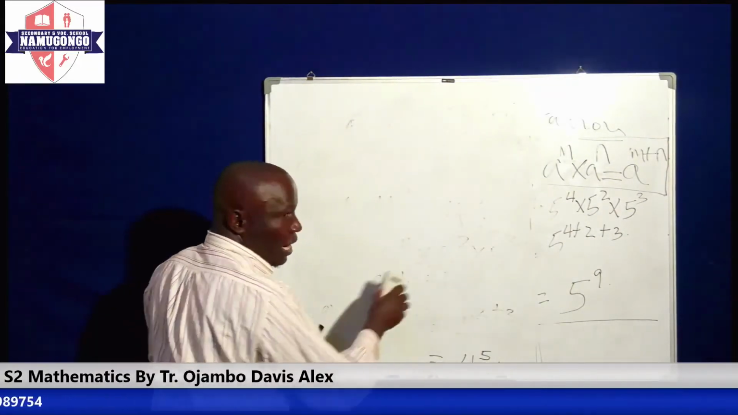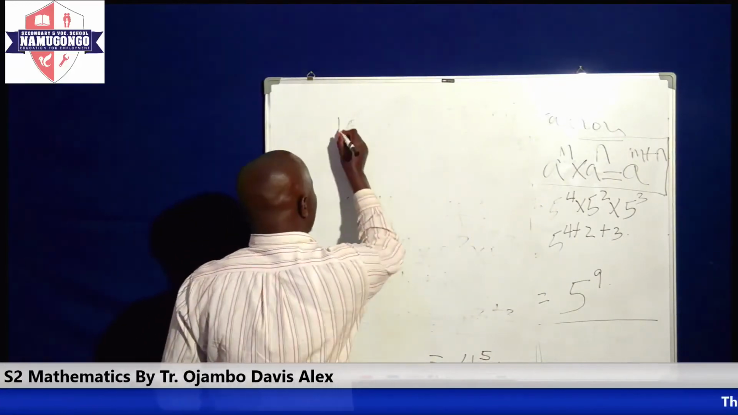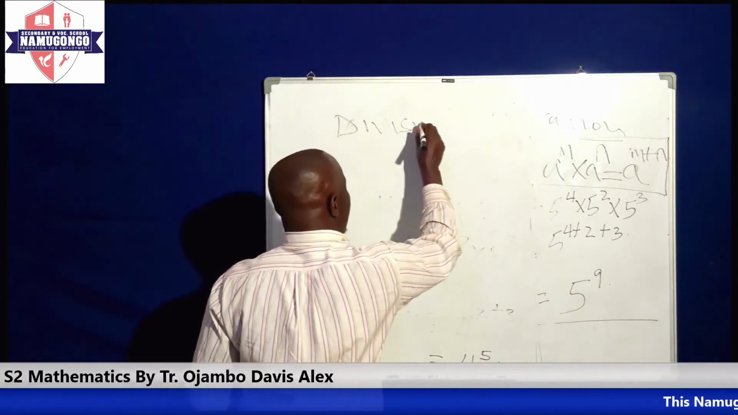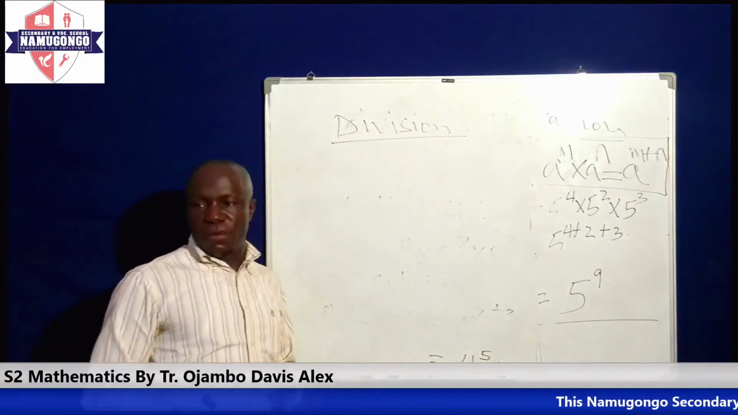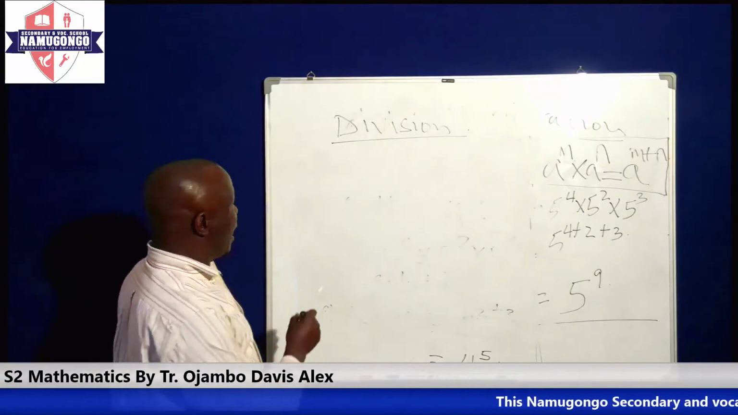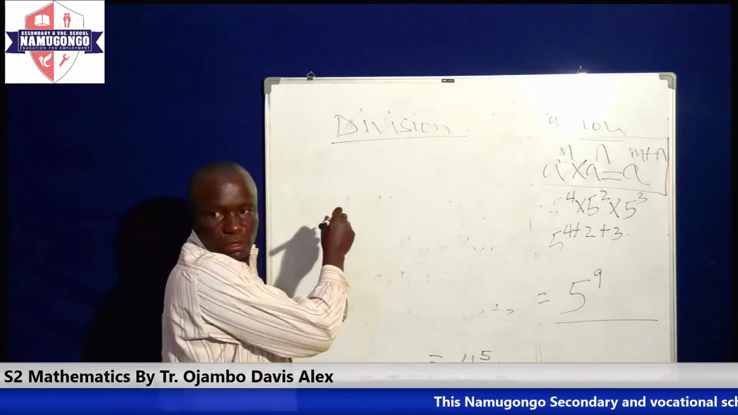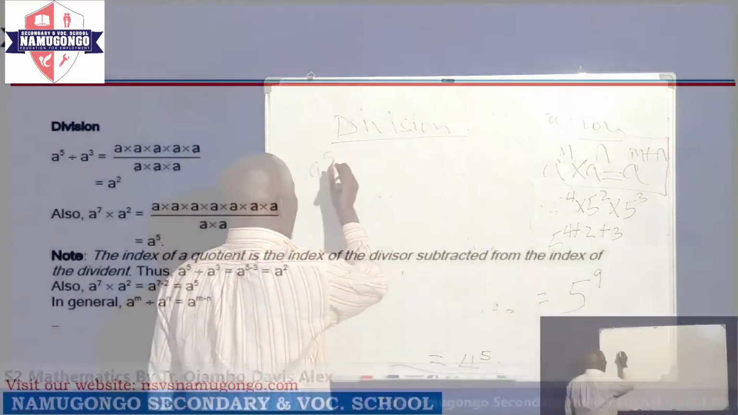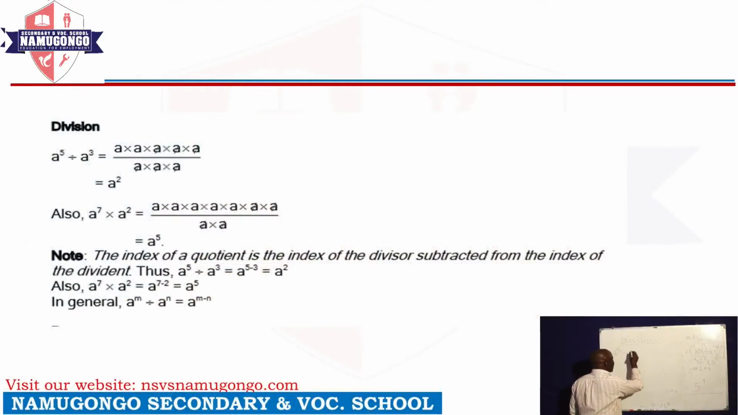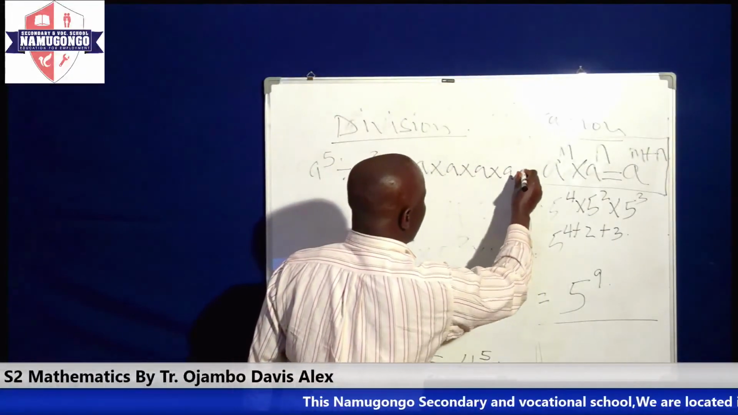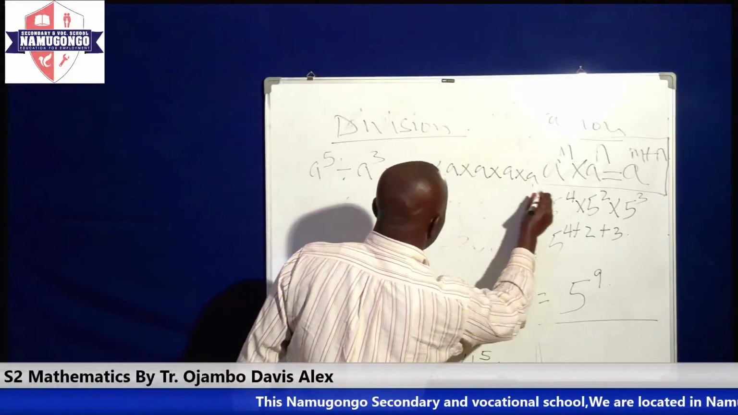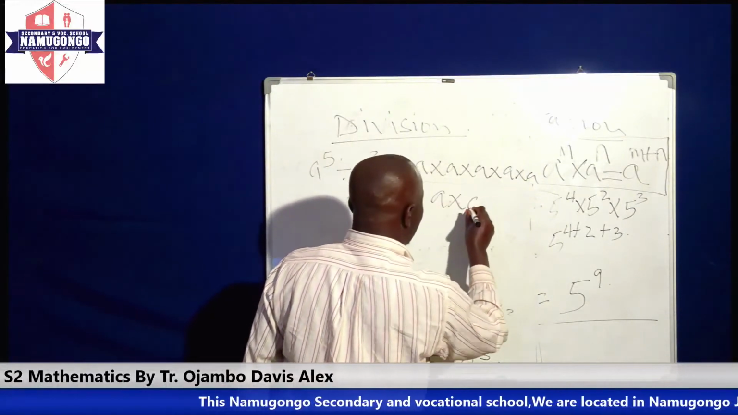And now when we look at our second law of indices, this is now division. What happens when we are dividing numbers with the same base? We're going to start with an expression which is a raised to the power of 5 being divided by a raised to the power of 3. So now a raised to the power of 5 can be written as a times a times a times a times a, being divided by a times a times a.